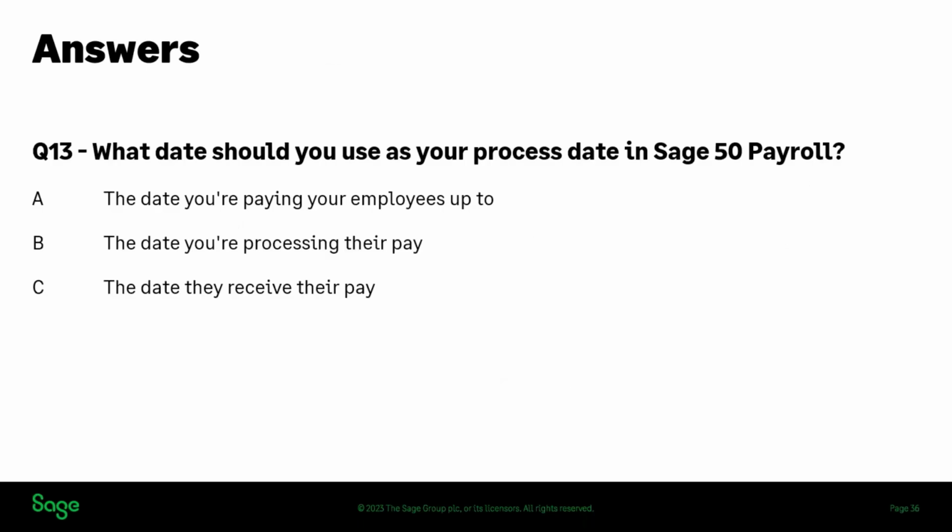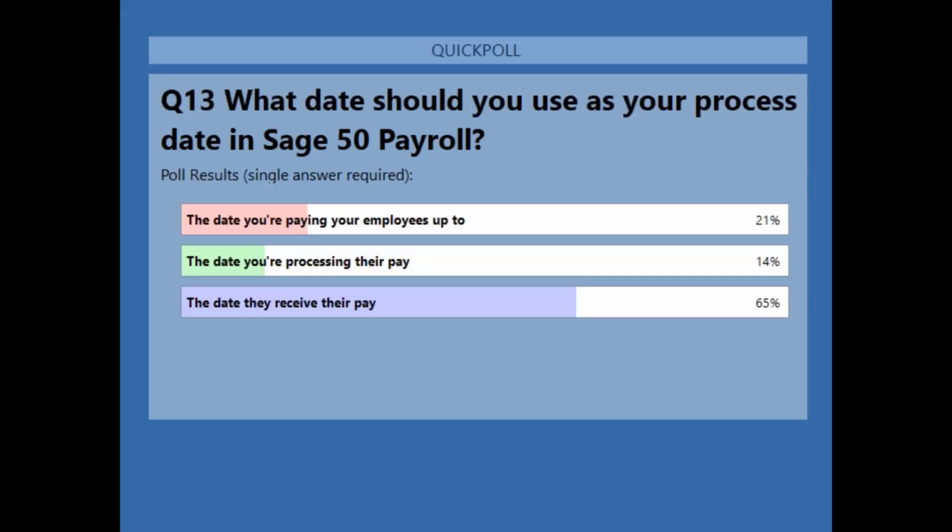So question number 13. What date should you use as your process date in Sage 50 Payroll? We got a few questions on this on yesterday's webinar if you were attending. So let's reveal the results first and foremost. So we'll share those. 65% majority said the date they received their pay, 14% the date you're processing the pay, and the date you're paying your employees up to got 21%. So let's hide that one down.